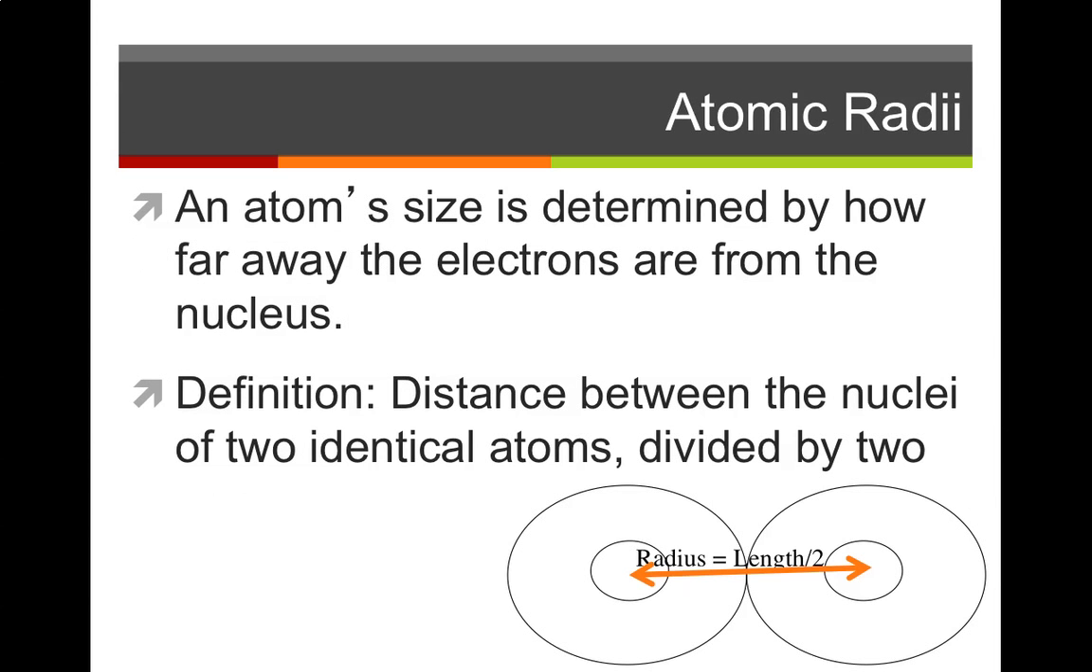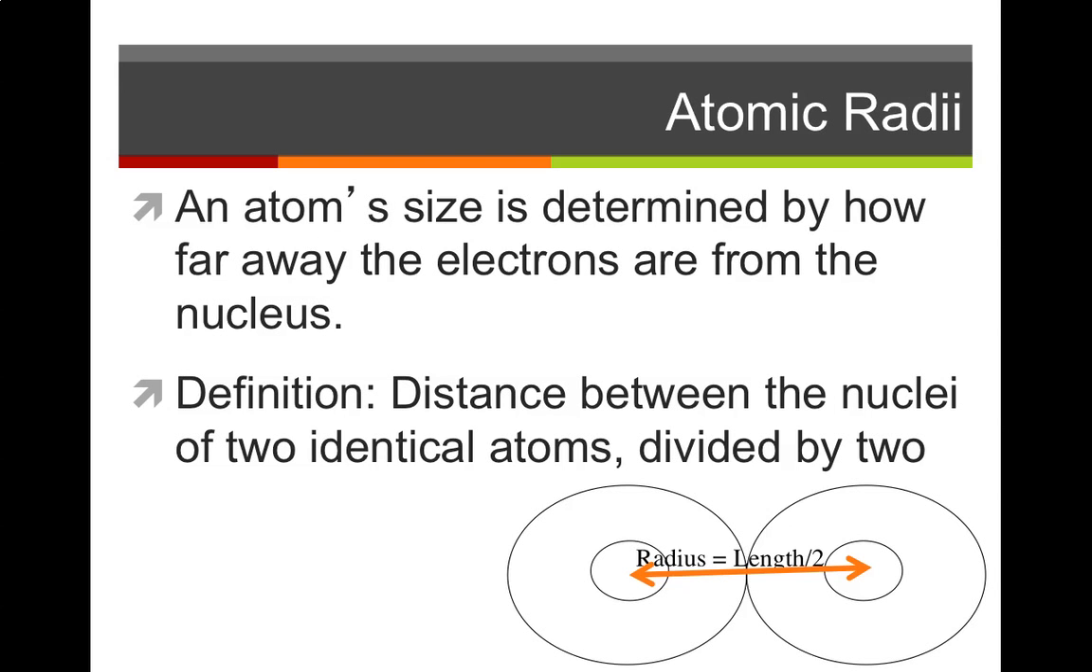So one of our trends, or one of our physical properties that we look at, are the atomic radii. And it's the atom size as determined by how far the electrons are from the nucleus. And the definition of it is the distance between the nuclei of two identical atoms divided by 2. This is if we can get them actually to bond, and these would be ideal for our diatomic molecules.